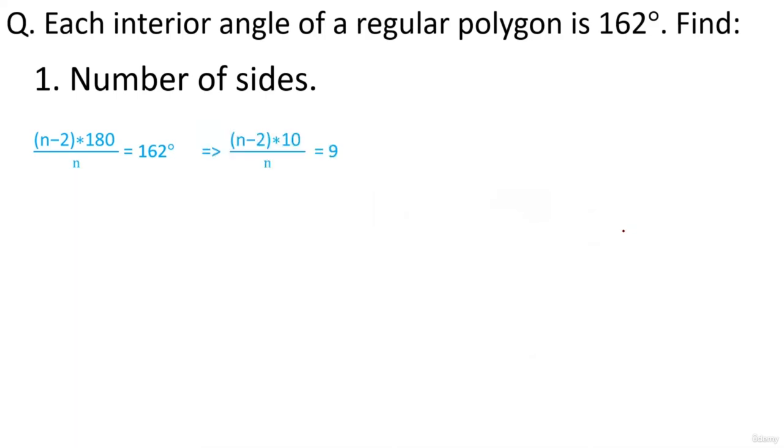Okay, when you solve this, 18 cancel हो जायेगा, you get (n minus 2) into 10 upon n is 9. 10n minus 20 is 9n. 20 यहाँ गलती से degrees आ गया, degrees नहीं आएगा. Okay, so basically n equals to 20. So basically there are 20 sides for this given polygon.